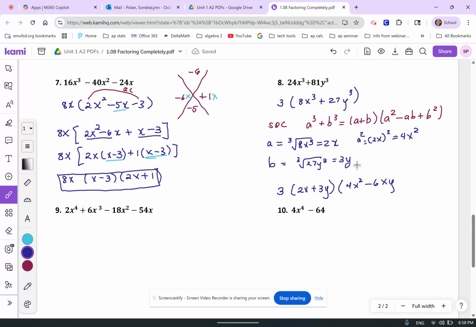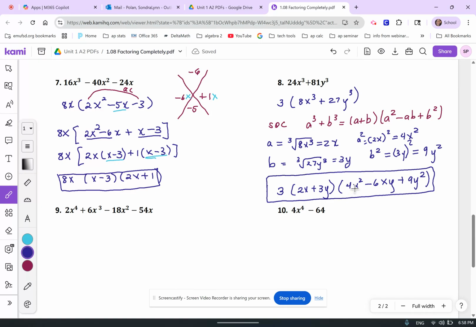And then b squared is 3y squared. Well, I put the square in the wrong spot. Let's fix this. So 3 squared is 9, and y squared is y squared. And there we just factored this. If you factored out everything properly to the GCF from the beginning, this would be the final answer.